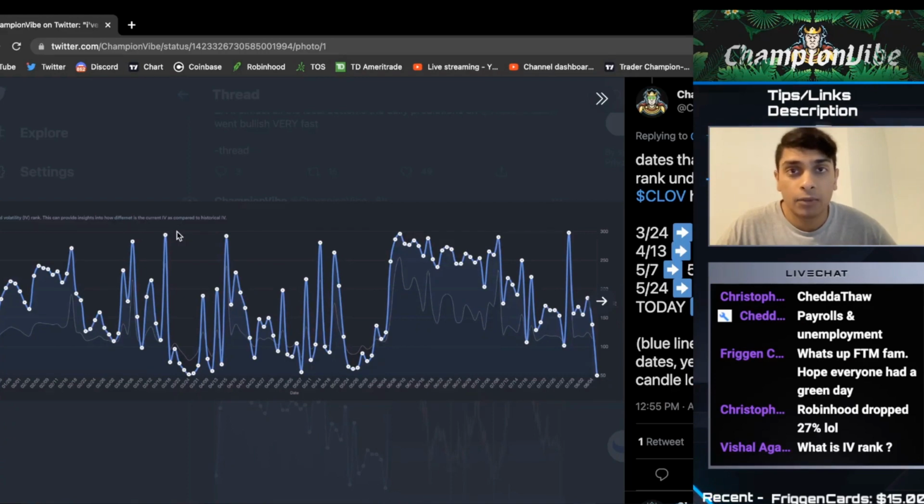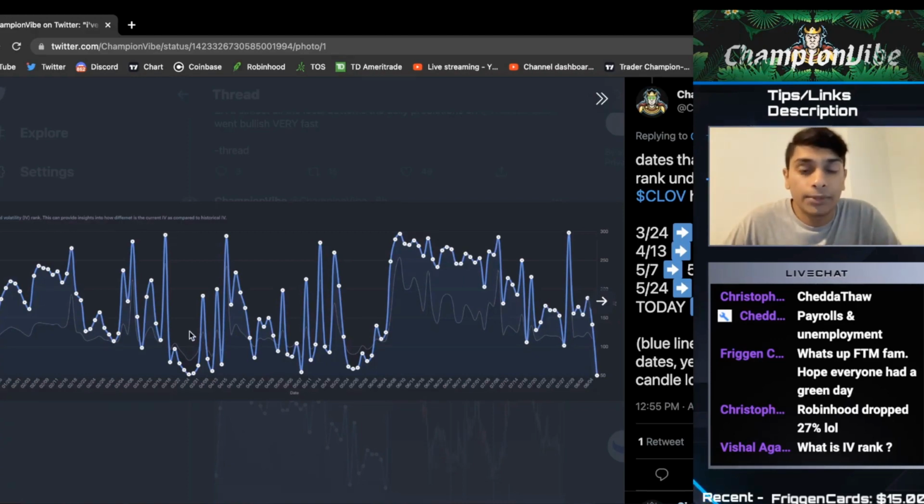So now it's kind of just being very, very tight in this little consolidation range. So really the IV rank is just telling us, compared to the past, what is the volatility level? And for right now, it's very, very low for Clover. It's in a really tight range, like a 50-60 cent range for the past week or so.